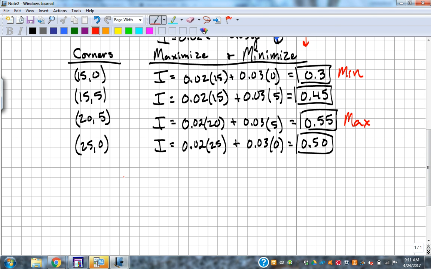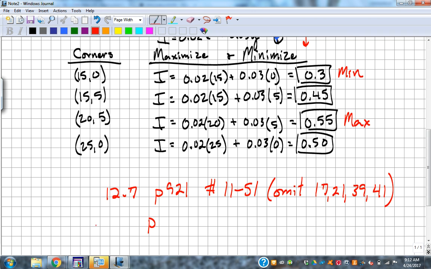All right, so Section 12.7, page 921, 11 through 51. Skip over 17, 21, 39, and 41. Section 12.8, page 927, 3 through 17.